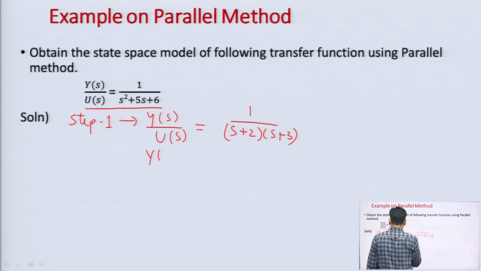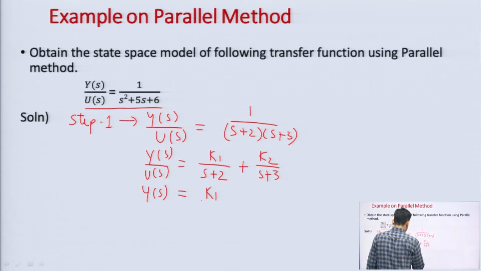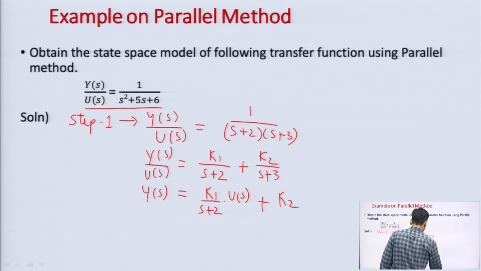Here Y(s) over U(s) can be written as, assuming the numerator part to be a constant, k 1 over s plus 2 plus k 2 over s plus 3. Then I can further simplify it. So, Y(s) is equal to k 1 upon s plus 2 multiplied by U(s), where U(s) is my input, plus k 2 over s plus 3 multiplied by U(s). So, this expression will come.